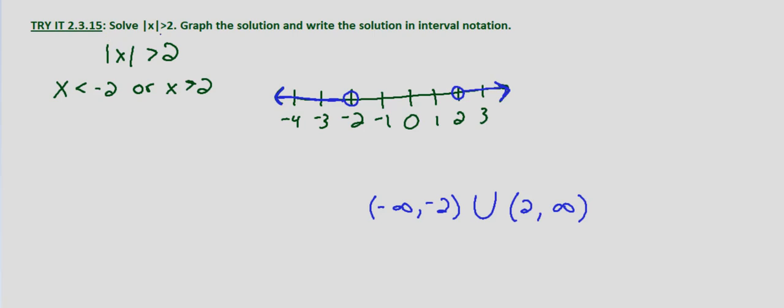So for the absolute value of x is greater than 2, we know that x is less than negative 2 or x is greater than 2. It can be on either one of those. So we draw them on the same number line and we union their intervals, negative infinity to negative 2, union 2 to infinity.